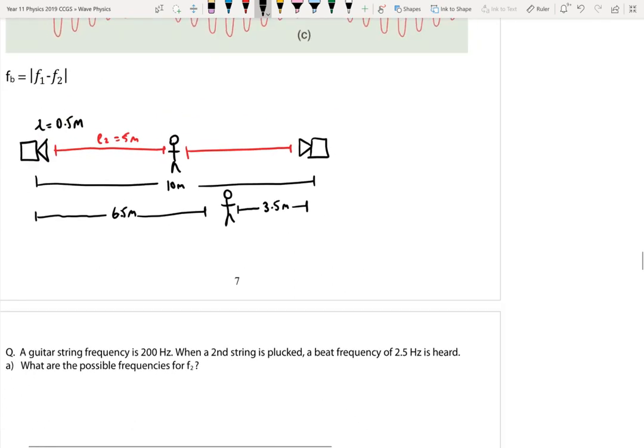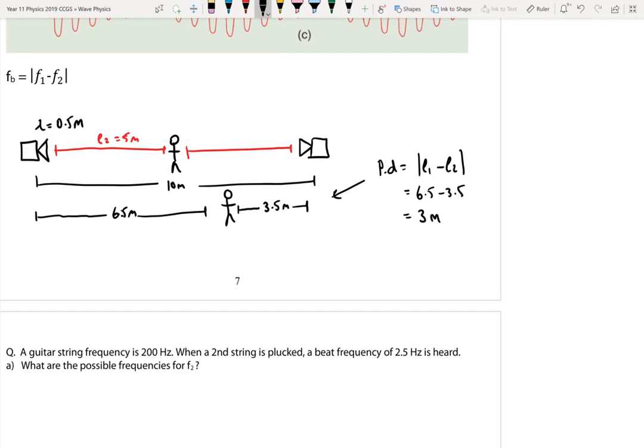Okay? So let's figure out the path difference here. So the path difference equals, doesn't matter which number, you just take the small number from the big number. It doesn't matter, we want a positive value, okay? 6.5 take 3.5, that is 3 meters, okay? So that means this length is a whole 3 meters.